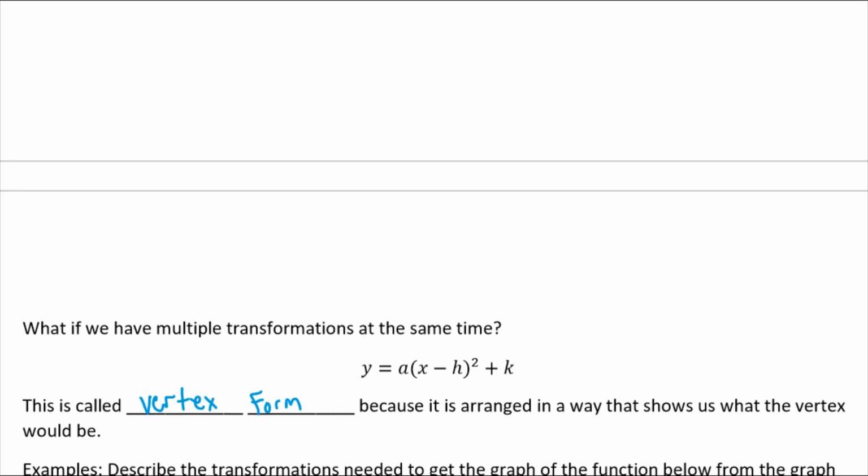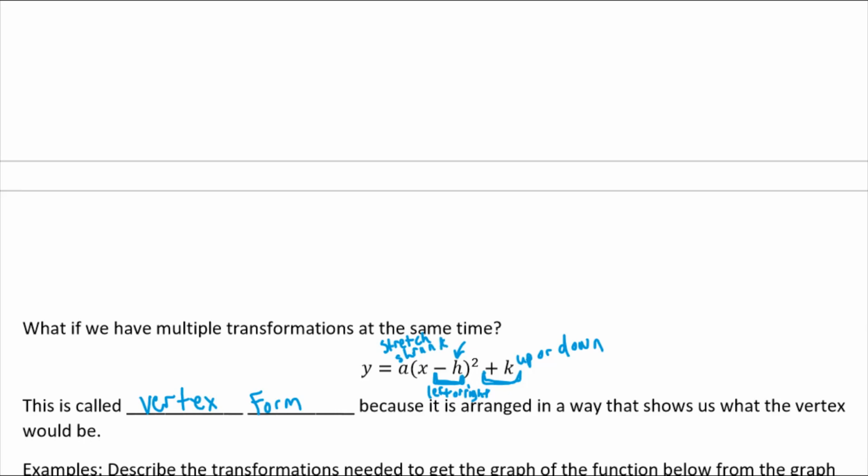But here, because of what we just pointed out, this part is telling us that we moved either left or right some value of the opposite of h, basically. This is telling us that we moved up or down. So we've got left or right. It's telling us if it moved up or down. And then we just saw that the number in front tells us if it's been stretched or shrunk.